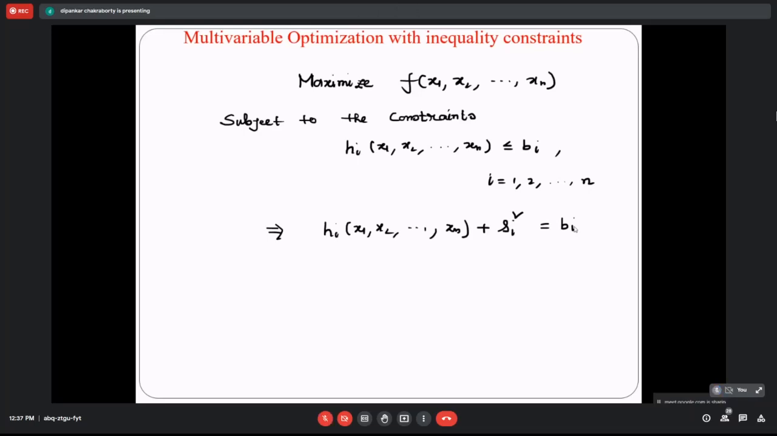And why do we have this option? Because we are dealing with a nonlinear programming problem. Clear to all of you? Is it okay to all of you? Okay. Now, obviously here we can mention that s_i squared is always greater than or equal to 0 for i equal to 1 to n.